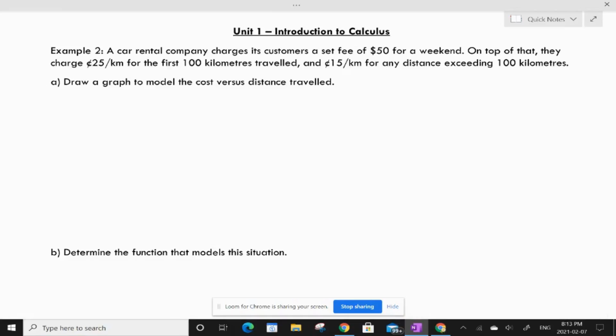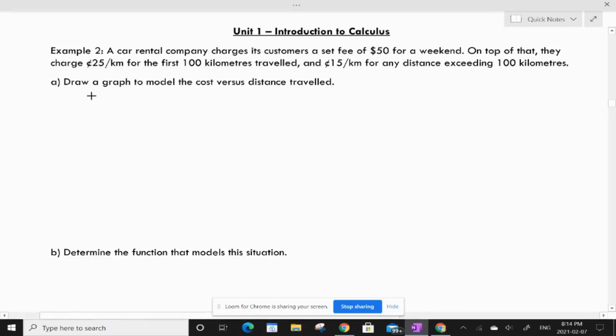It says a car rental company charges its customers a set fee of $50 for a weekend. On top of that, they charge 25 cents per kilometer for the first 100 kilometers traveled, and then 15 cents per kilometer for any distance exceeding 100 kilometers. So in this particular problem, we're using piecewise functions to help us because we're going to have 2 different lines that create the total cost of renting this car. So part A asks us to draw a graph to model the cost versus the distance traveled.